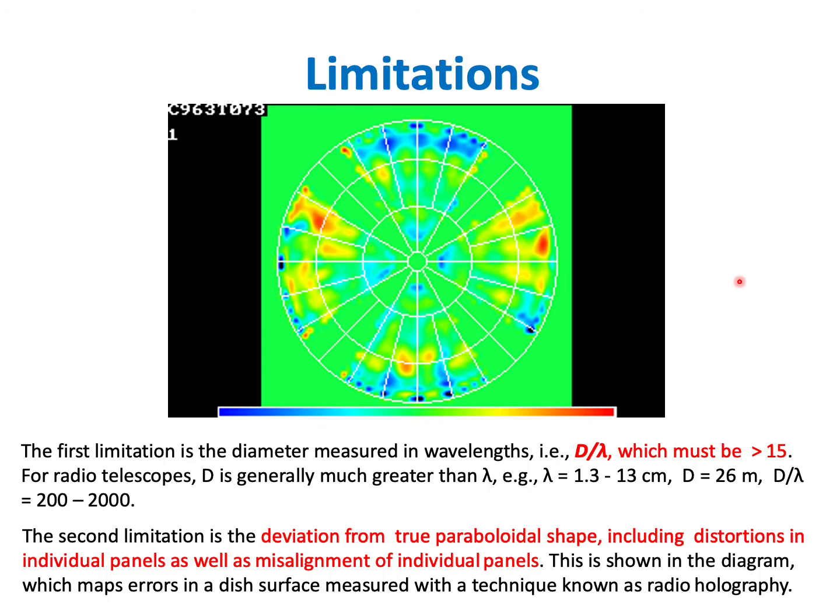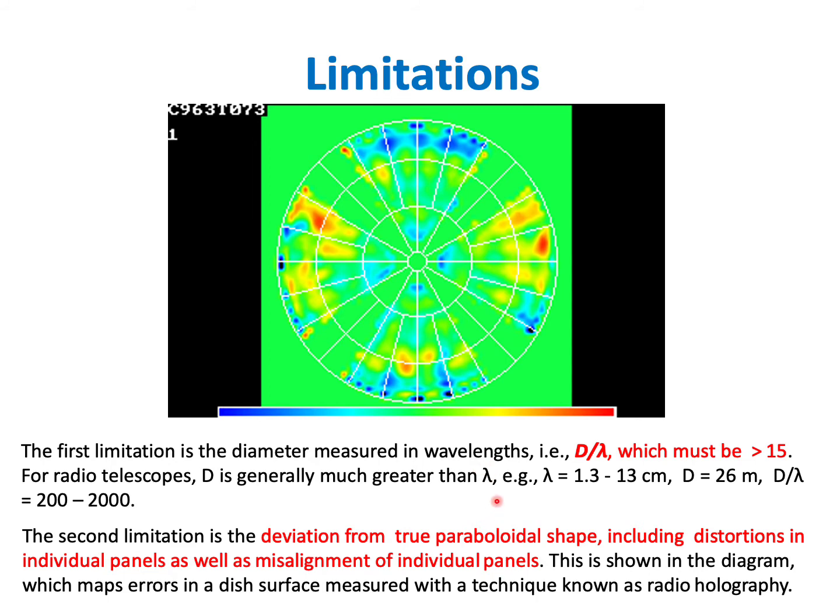Okay, there are some further limitations on dishes. The main limitation is the diameter of your dish as measured in wavelengths. The diameter divided by the wavelength of light you're looking at has to be greater than 15. That's not a huge deal, because if we're looking at, say, 1.3 centimeter to 13 centimeter wavelength light, pretty common for radio, for a standard 26 meter dish, D over lambda is anywhere from 200 to 2000. So we're well above the 15 we need to be.